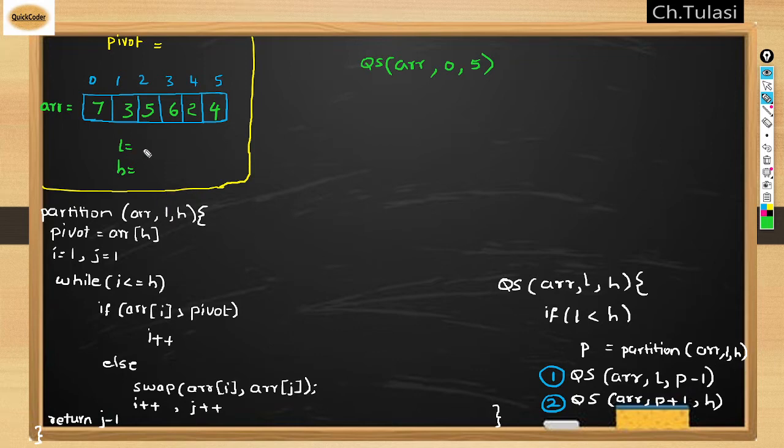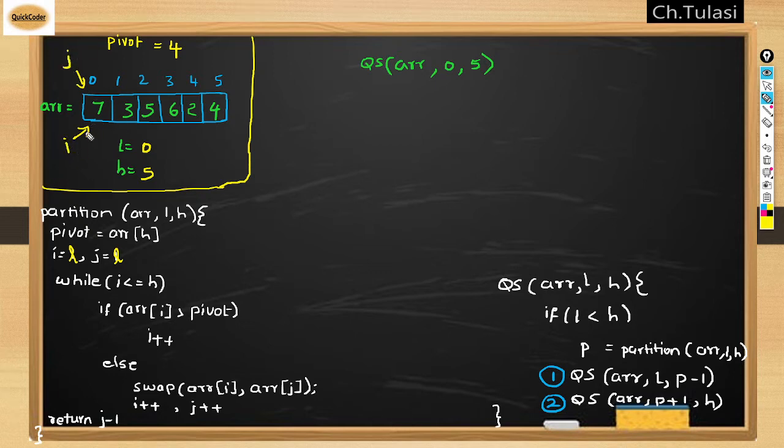So what will my L be now? Here my L will be 0 and my H will be 5. My pivot point will be array of H, meaning the last element. Array of H means array of 5, that is 4. Now my I and J will be pointing to L, so my I and J will be pointing to the low. Low is 0.